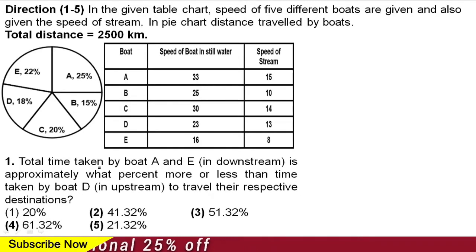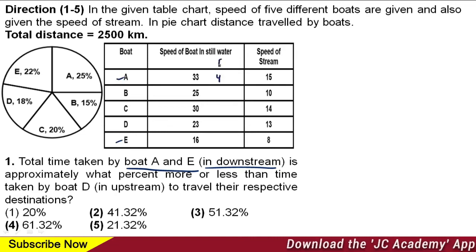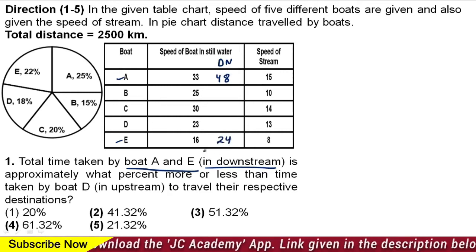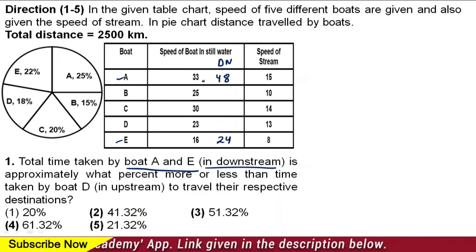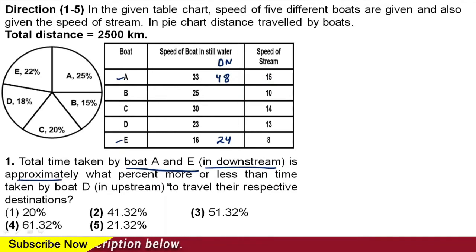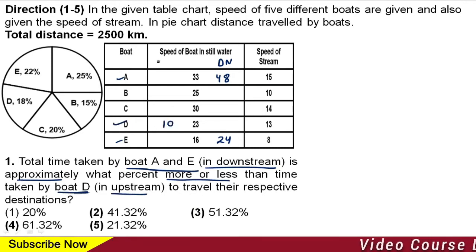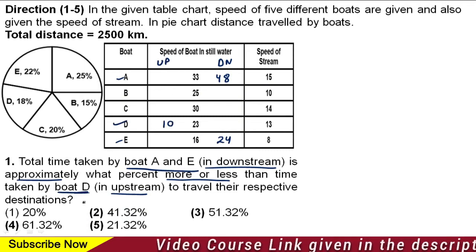The question says: the total time taken by both A and E in downstream is approximately what percentage more or less than the time taken by boat D in upstream. For A and for E, we're supposed to calculate the downstream time, so the speeds will be calculated downstream itself. It will be 48 in this case, for A, which is 33 plus 15, and 24 in this case, for E, which is 16 plus 8. Boat D is supposed to calculate the upstream speed, so 23 minus 13 will give me 10.